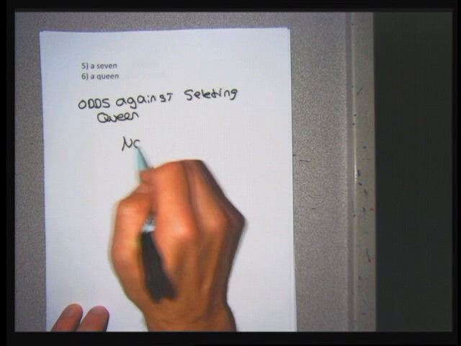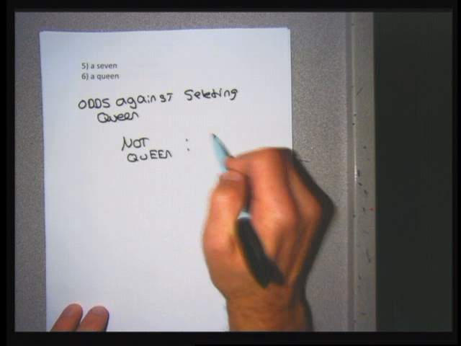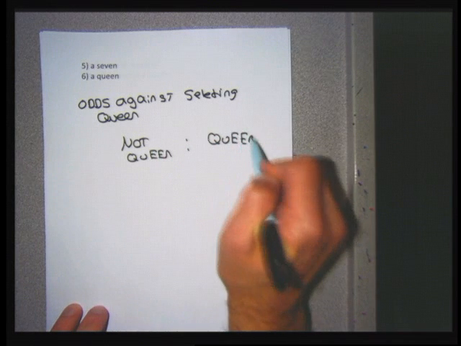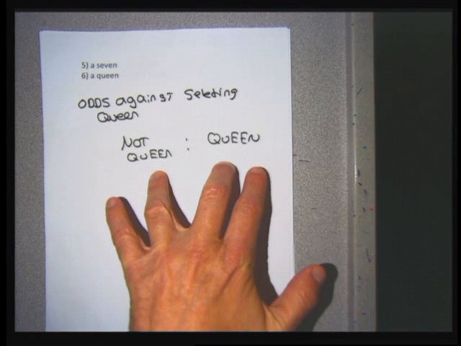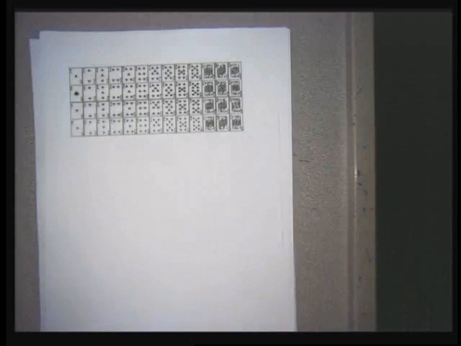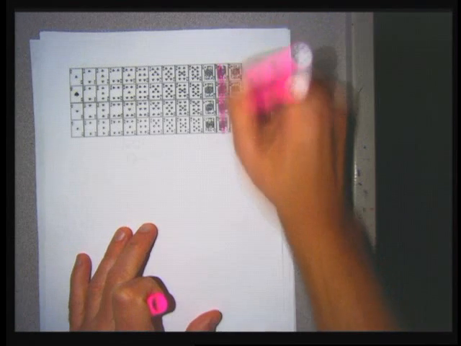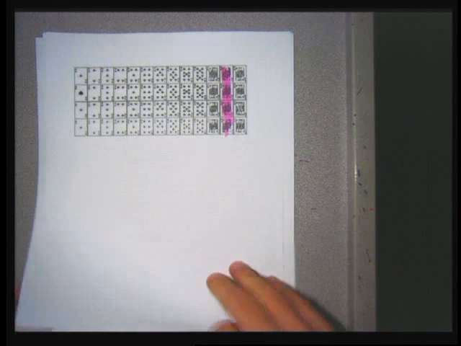To do the odds against selecting a queen, I need to separate the deck of cards into queens and not queens. When I do odds, the numbers I put in add up to the total size of the sample space. My numbers I put in here need to add up to 52. For this problem, it's a heck of a lot easier to count the queens, because there's 4 queens in a deck of cards. So the number I'm going to put in for the queens is going to be 4.